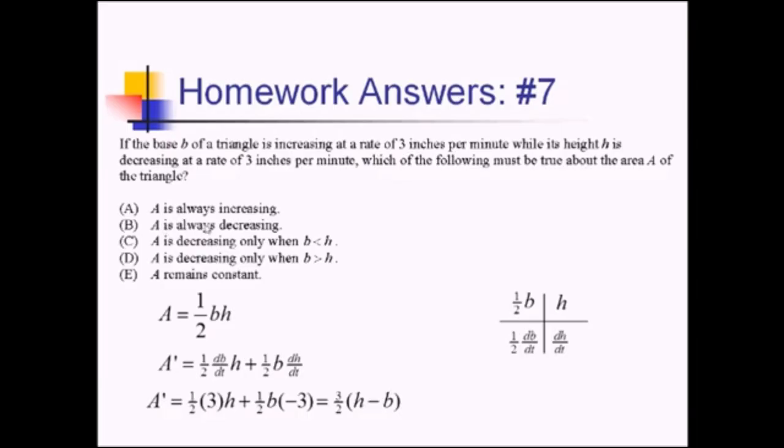Choice B, A is always decreasing. We don't know that A prime is always going to be negative. What if H is greater than B? So that's not a good one either.